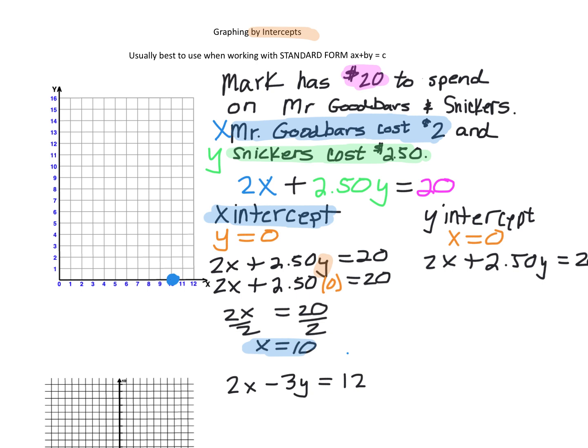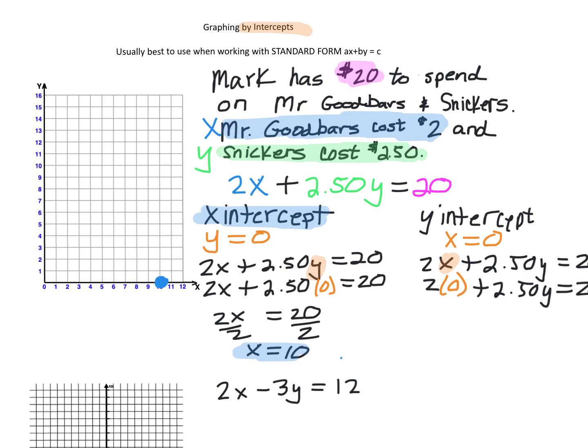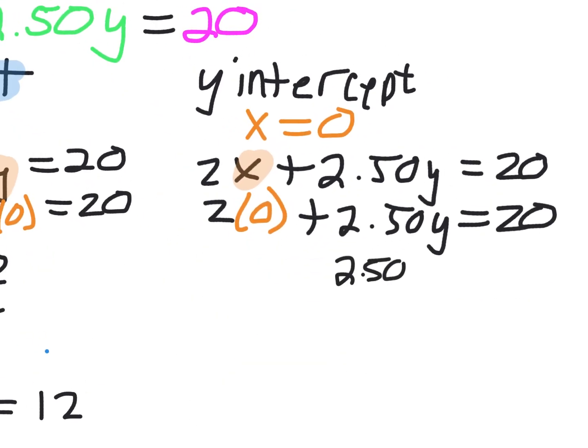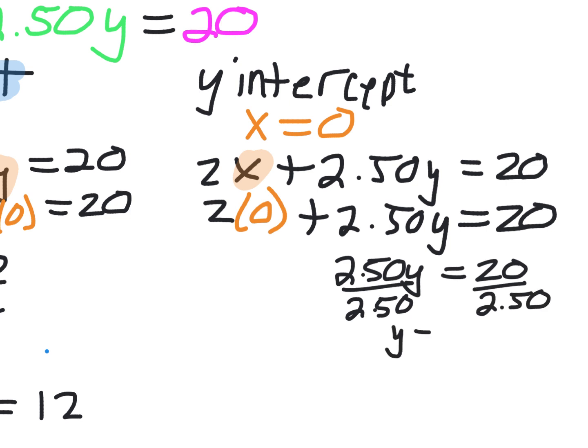So I'm going to replace that x with a 0. So what is 2 times 0? Well, 2 times 0 is 0. So this part of the equation is basically gone. Now I'm going to focus on this part. So 250y is equal to 20. Divide both sides by $2.50. So my y-intercept, once I do 20 divided by 250, is going to give me 8.